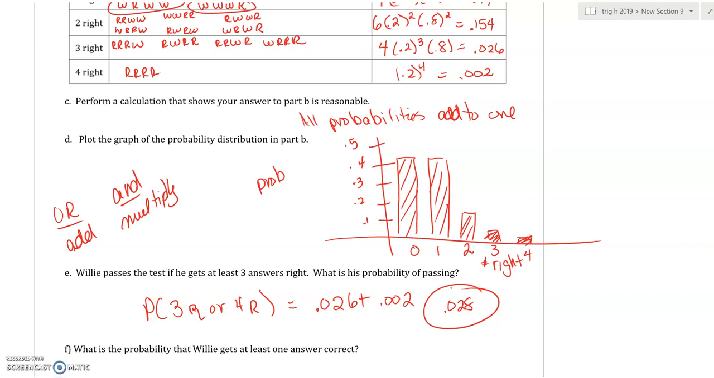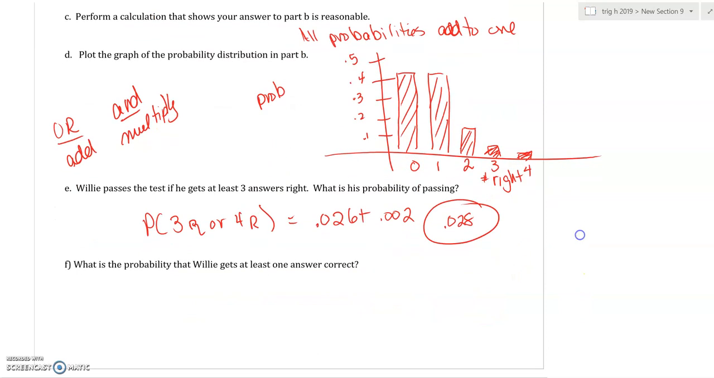And this says, what is the probability that Willie gets at least one answer correct? Well, you could say that's 1 minus the probability of all wrong, because the complement of at least one correct would be everything wrong. So you could do 1 minus 0.41, and you end up with 0.59. That's your probability that he gets at least one answer correct. Nice job, guys.